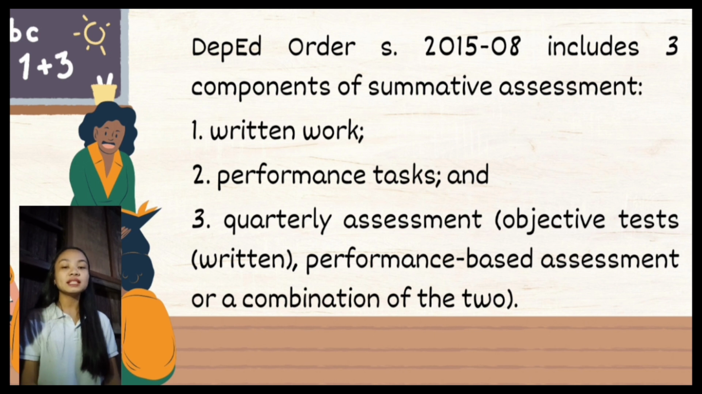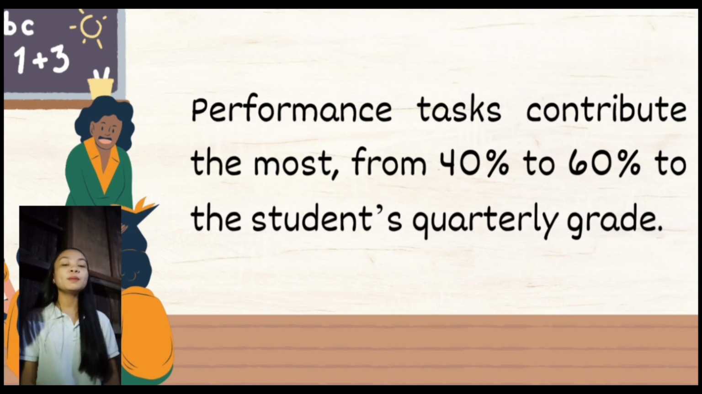Now, the quarterly assessment could be a combination of the two, which are the objective test and the performance-based assessment. In performance task, the performance tasks contribute the most to the student's quarterly grade because it weighs 40% to 60%. This means that the Department of Education puts more weight on the performance task.